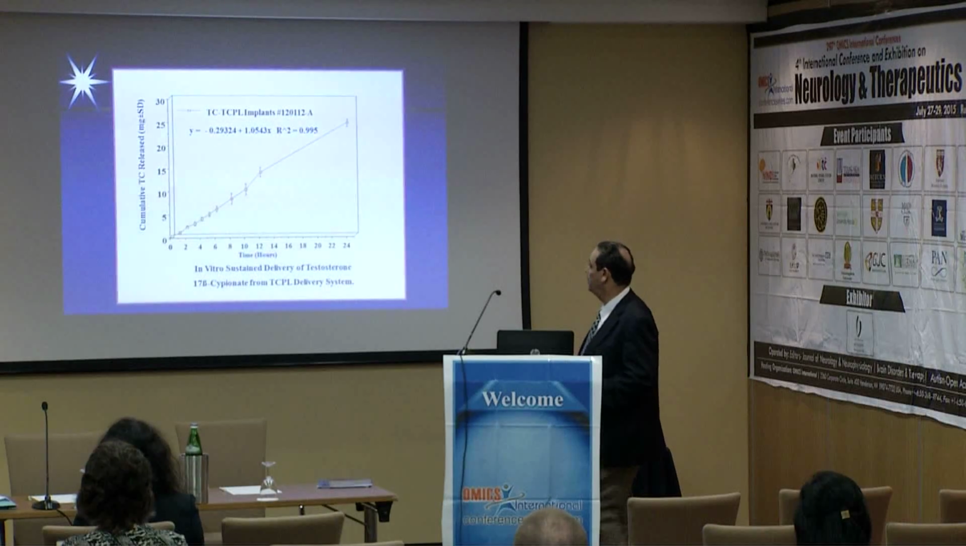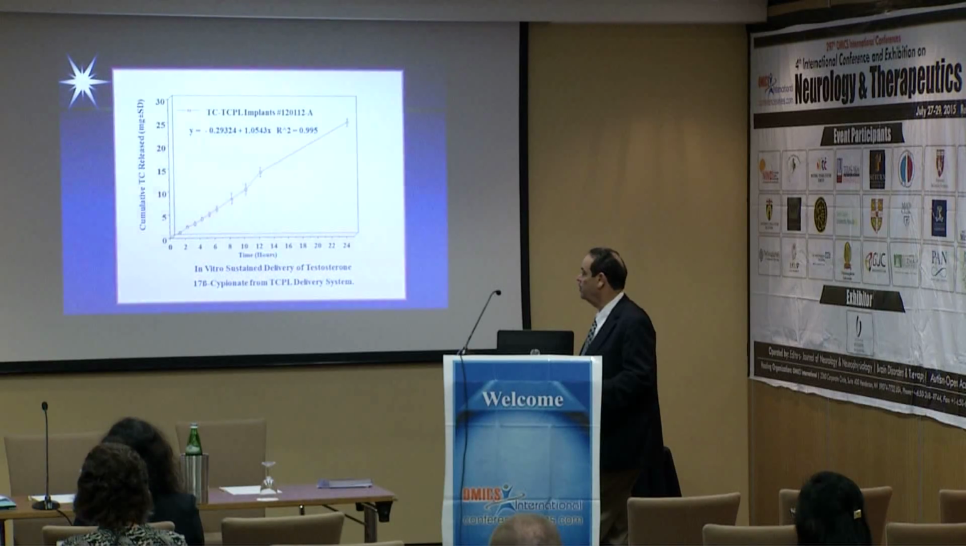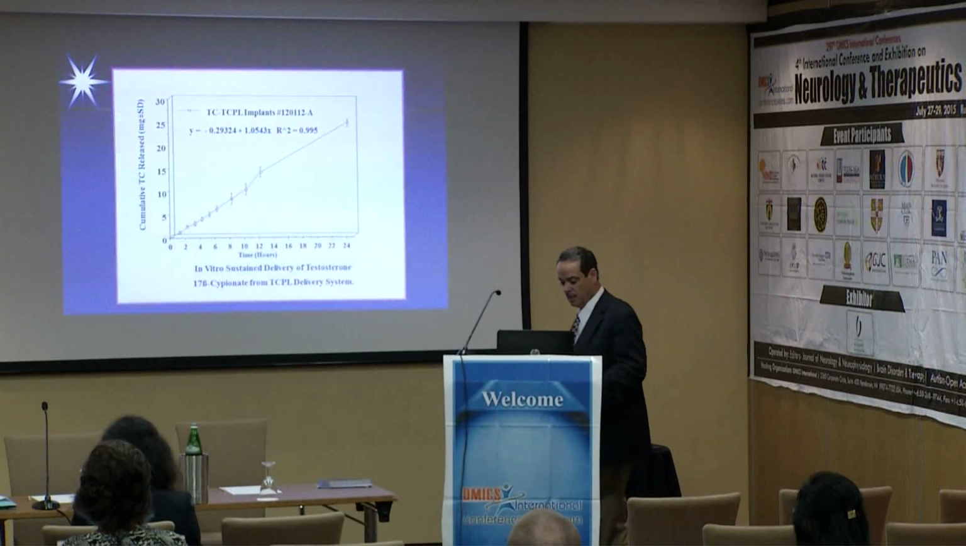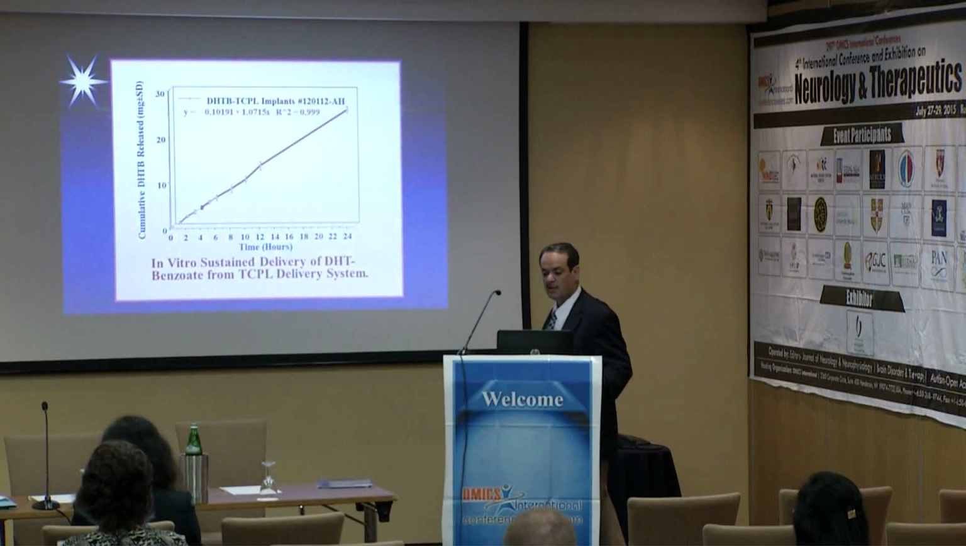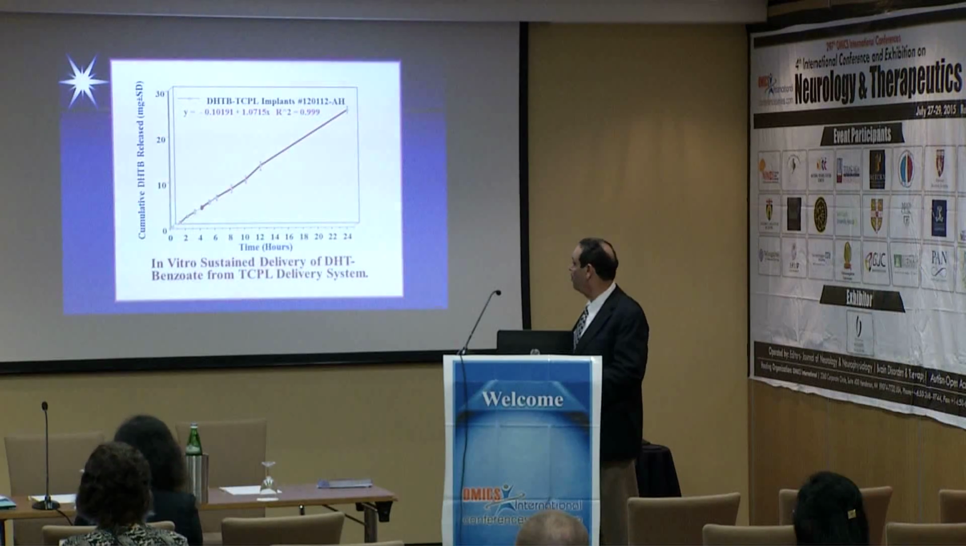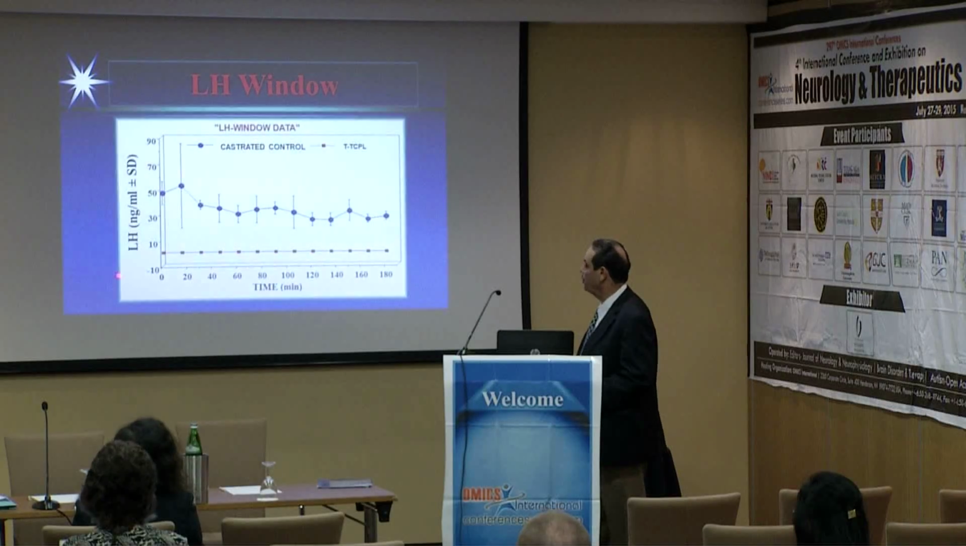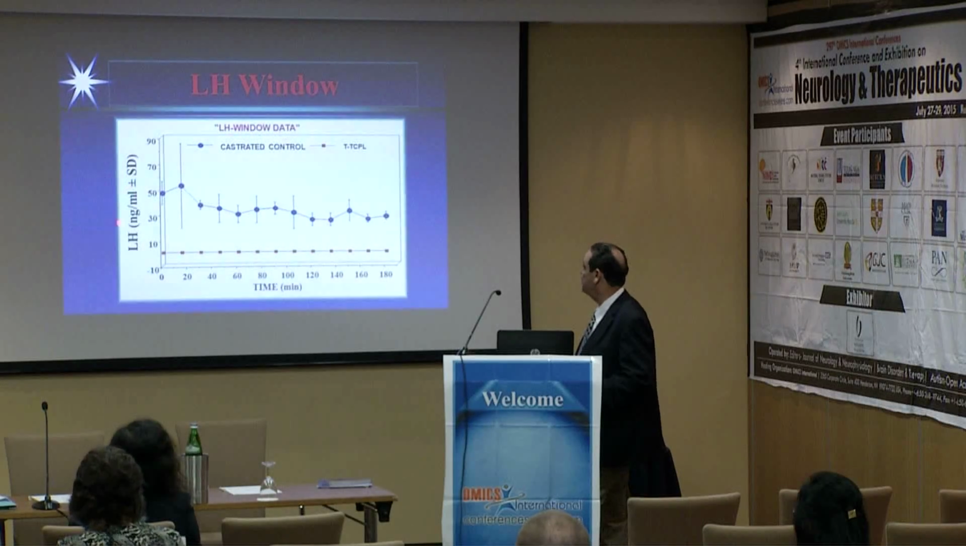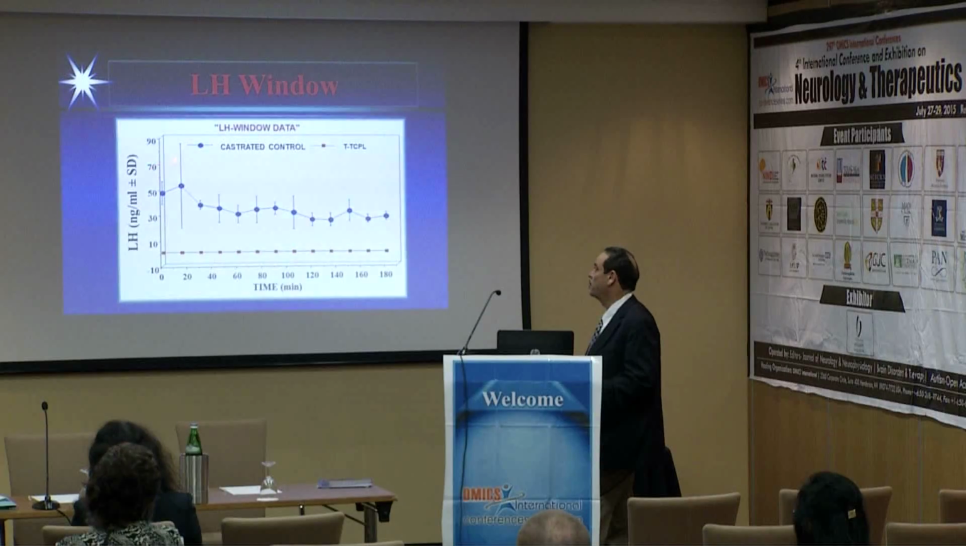Then we looked into the in vitro profile to correlate the release profile. So this is the cumulative testosterone release in milligrams in an in vitro setting, to assess the layers we're going to develop later. Again, here are the DHT benzoate profiles. And then we looked into the LH and FSH.